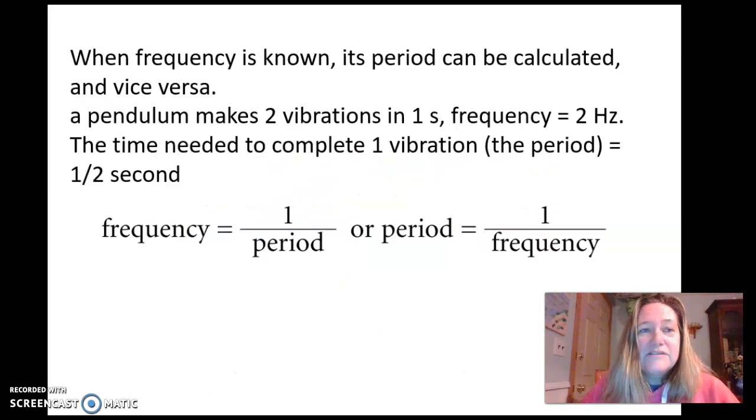When frequency is known, its period can be calculated, and vice versa. If an object makes two vibrations in 1 second, the frequency is two per second, and the period, one vibration, equals a half second. So here you have the frequency, the math here, one divided by the frequency. So simple math there. Right here is the math. So look back to this page if you have to calculate the frequency, or if you have to calculate the period.